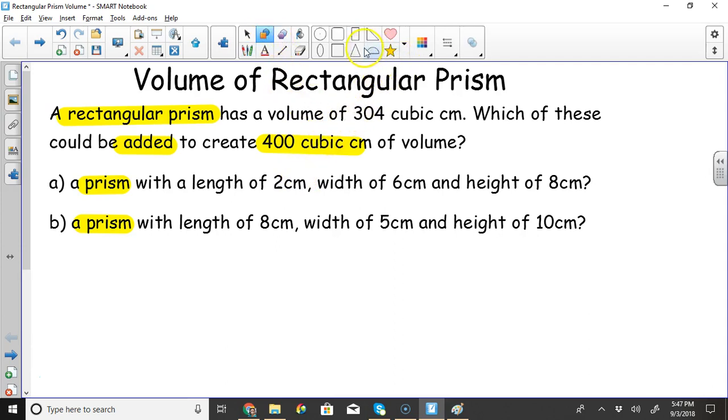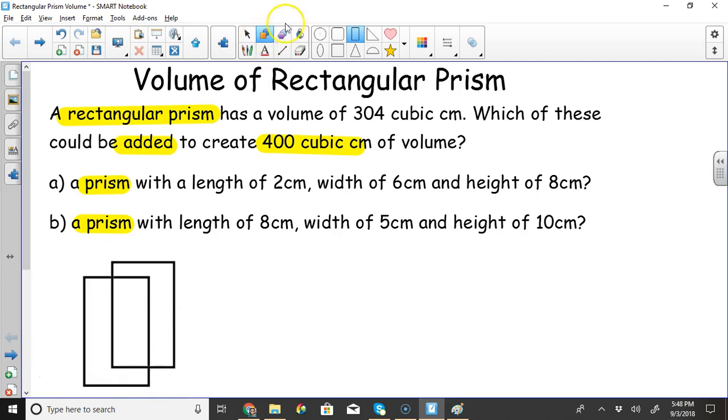So first I'm going to draw my rectangular prism. A rectangular prism is a rectangle that is kind of turned into a three-dimensional shape. So drawing these in here, this right here is an example of a rectangular prism.